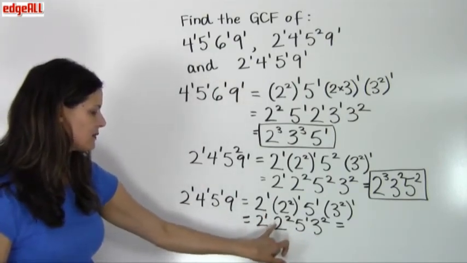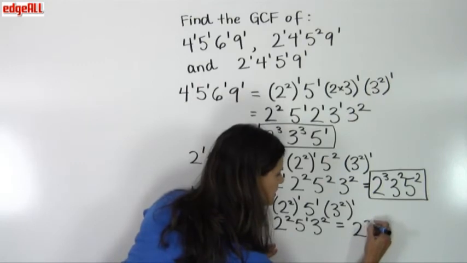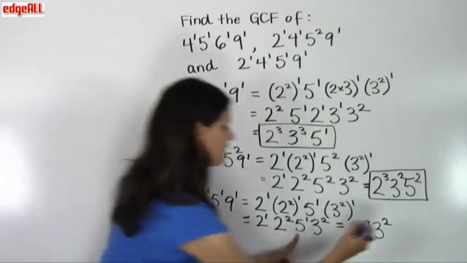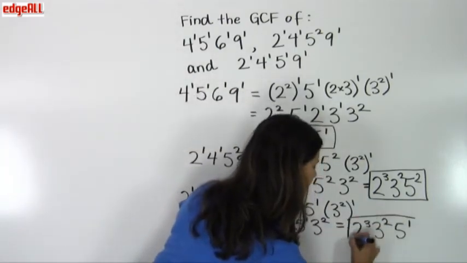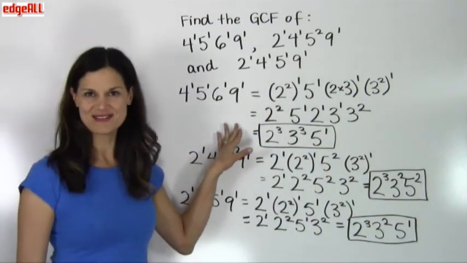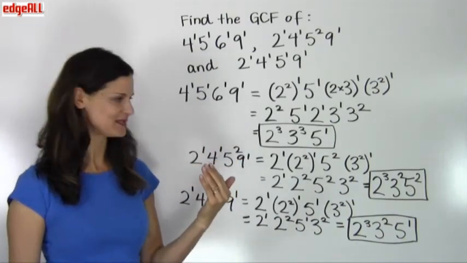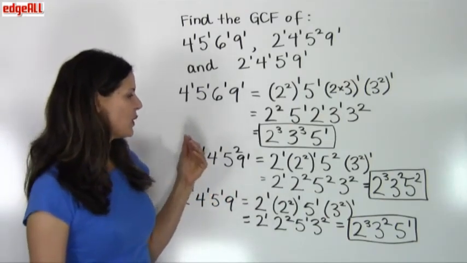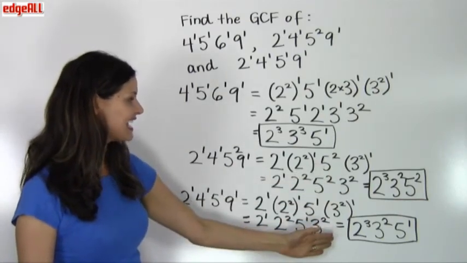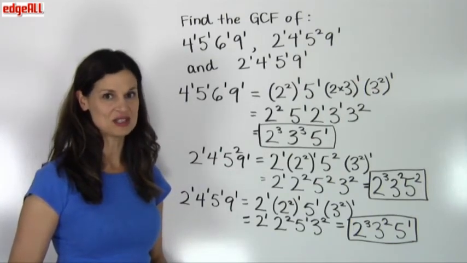So 2 to the 1 power times 2 to the 2 power, I add my exponents together, so it's 2 to the power 3. So 2 to the power 3, and then 3 to the power 2, and 5 to the 1 power. So I now have my 3 original numbers written in their prime factorizations using exponents. And what I want to do then for finding the greatest common factor of these 3 numbers is that I need to find the prime factors that all 3 of them share.